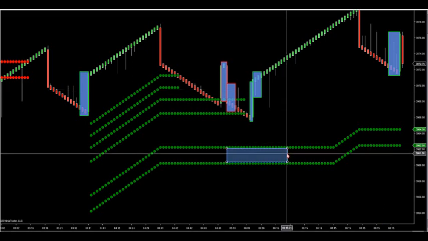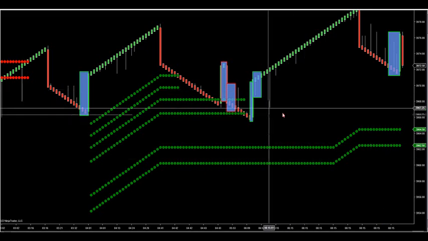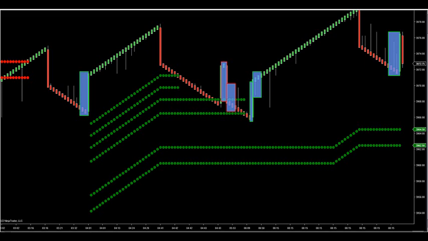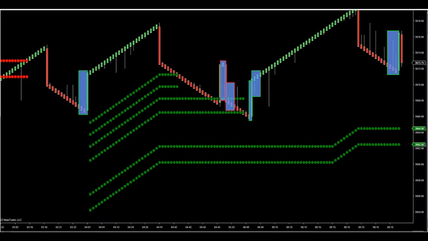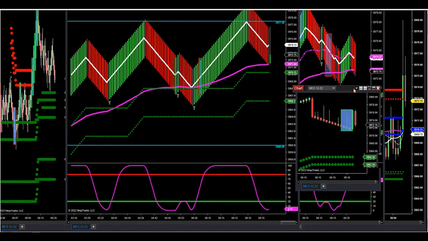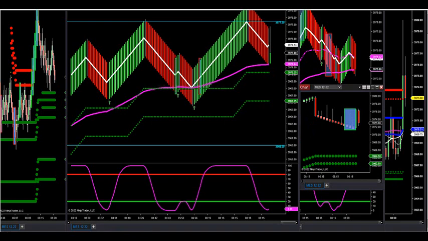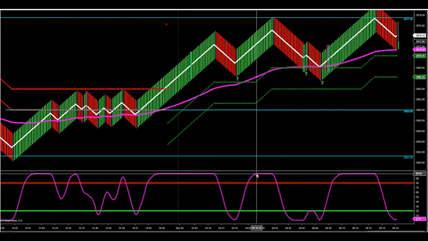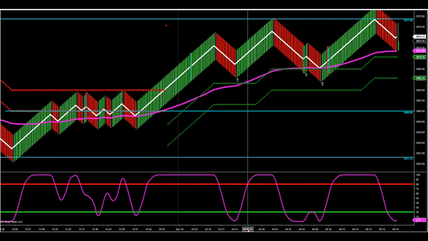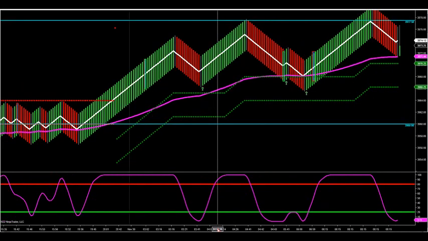All right, so let me go over this real quick. What we try to do, we're coming out of an FZR, a full retracement zone. Let me get this out of the way. Let's look at the entire session so far on price. This is your main chart to trade off of. This is our main chart.